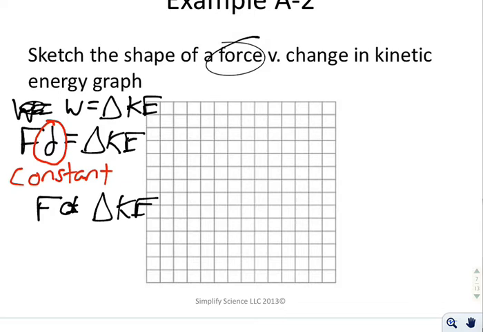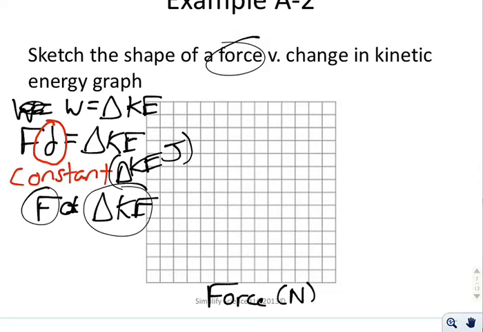Now I need to decide which one of these is my x variable and which one is my y. Remember, the x-axis is the one that you change in an experiment. You can change the force that's exerted on an object, and as a result, there is a change in kinetic energy. So force would go on the bottom, and we would put force in newtons. On the left, we would put change in kinetic energy in joules. So now we look at our equation. This is an x value, this is a y value, so you can set it up like that.